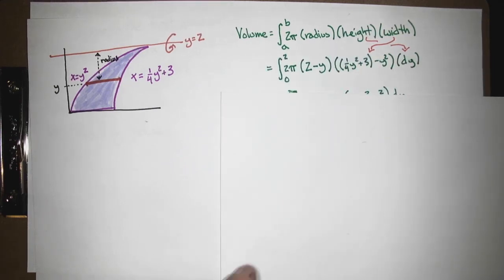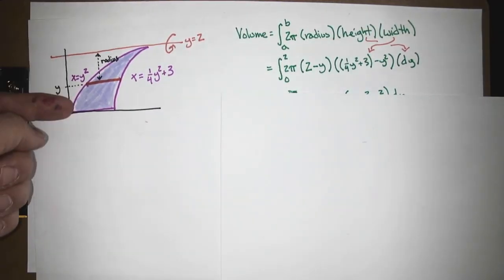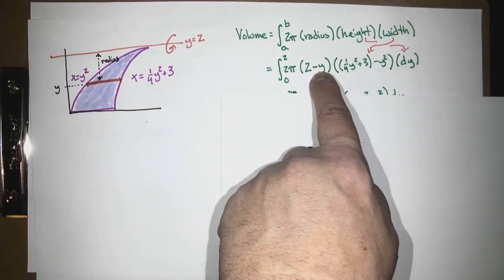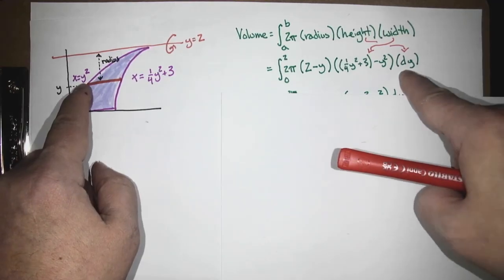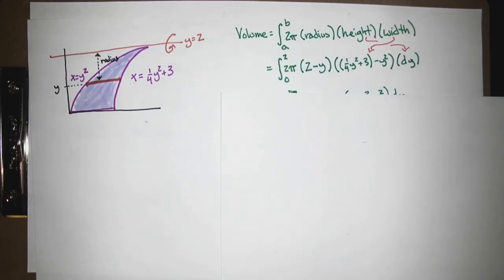So our setup: integral from 0 to 2, because that's the range for our y values. We're slicing in the y direction. Radius is 2 minus y. Our height, we can now think of that as our dy, and our width is the length between the two curves. So that's the setup. I hope you got that far. All right. How do you finish it?